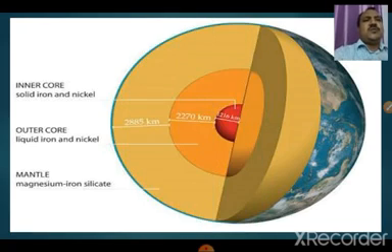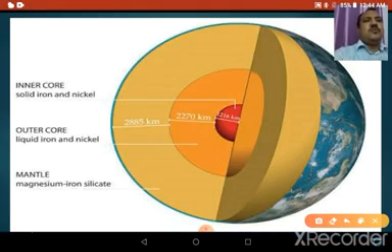The core is divided into two parts, that is inner core and outer core. This portion is the inner core and this portion is the outer core. The inner core is mainly made up of solid iron and nickel, and the outer core is made up of liquid iron and nickel.